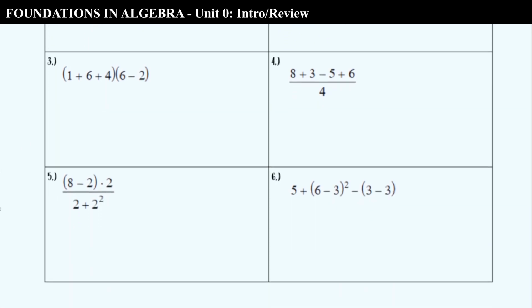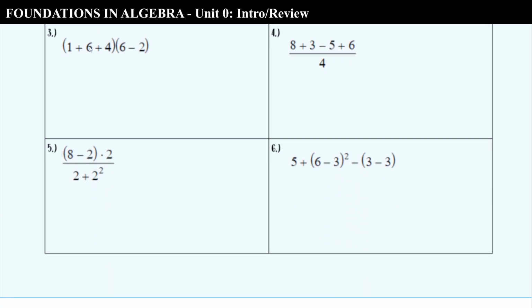For number 3, we're going to do each of our parentheses first. So the first parentheses, we're going to add. 1 plus 6 is 7, plus 4 is 11. 6 minus 2 is going to give us 4. And then 11 times 4 gives us 44.